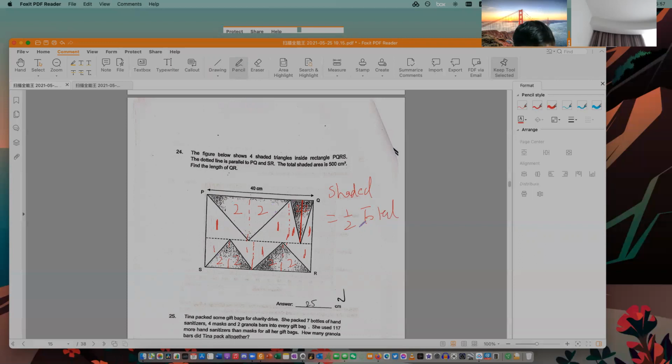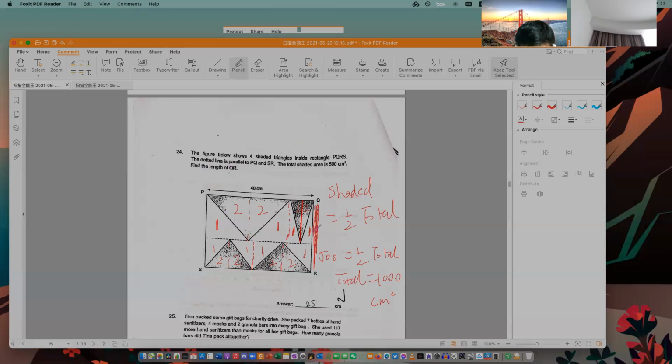But in this case, what are they talking about? They talk about the total shaded area being 500. So 500 is equal to half the total. So the total is supposed to be 1000 cm squared. I'm talking about the area. Find the length of QR. So they want to find this QR.